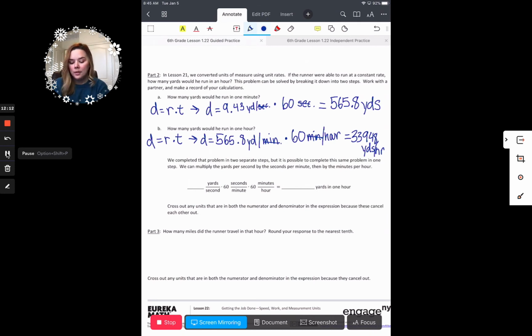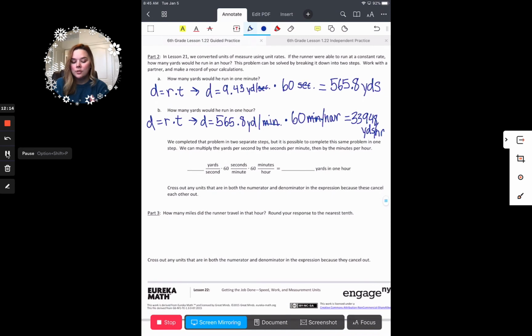So we completed this problem in 2 different steps, right? We took 2 steps to figure out how many yards he runs in an hour at this rate. We are able to complete this problem in 1 step. We can multiply yards per second by seconds per minute, then by minutes per hour. So we can kind of do this whole thing all at once.